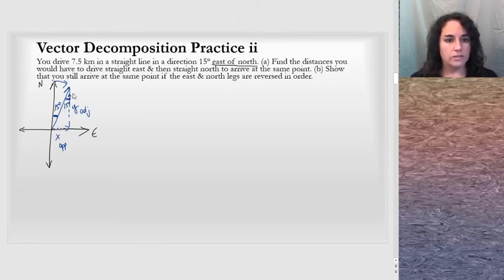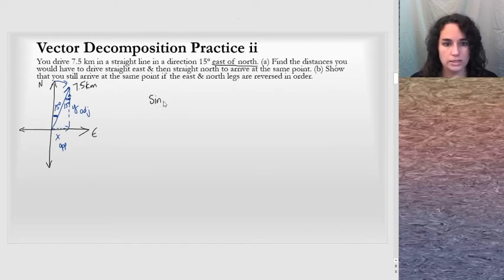And the length of this vector is 7.5 kilometers. It even gives me units. So find the distances you would have to drive straight east and then straight north to arrive at the same point. So straight east will be the x component and straight north would be the y component. So when I look at this, I have the opposite. I want to find the opposite and the adjacent, and I'm given the hypotenuse. So I'm going to have to use sine and cosine.